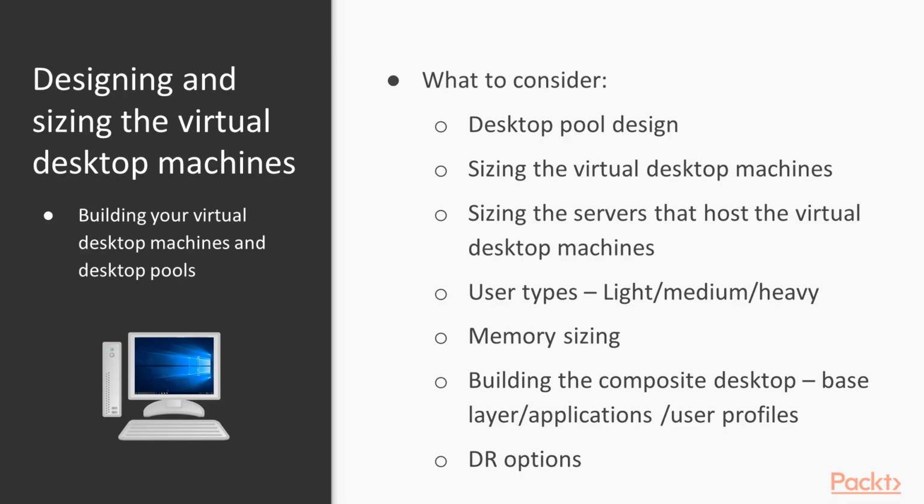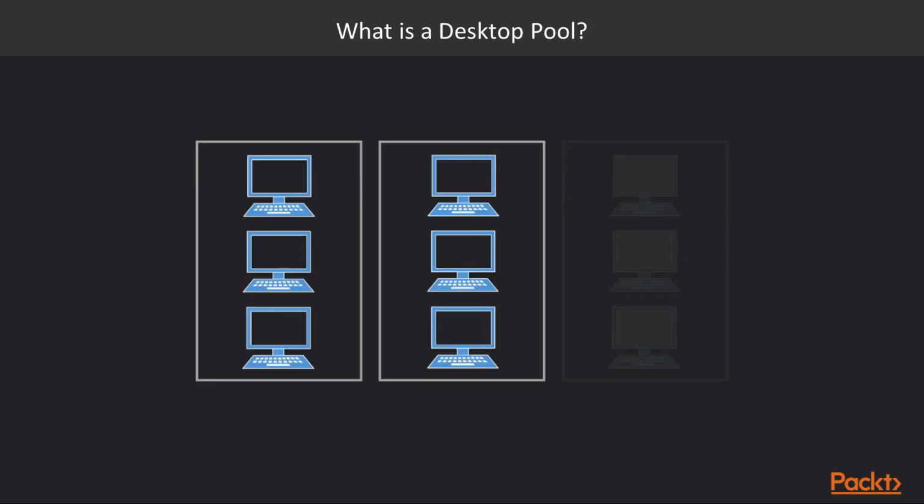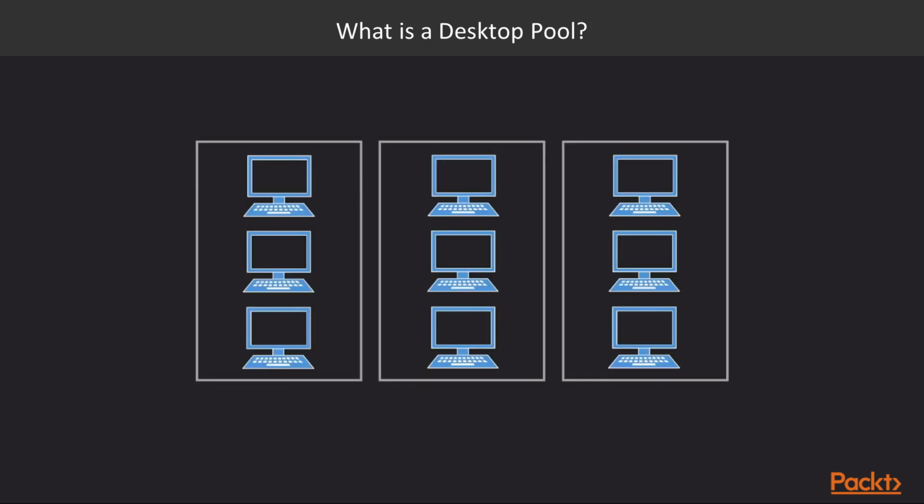In this video we're going to spend some time looking at how to design and build the virtual desktops within your environment and the infrastructure that's needed to support them. So let's start by defining what is a desktop pool. Here we have three pools, each containing a number of virtual desktop machines. At a high level, a desktop pool is made up from a group of virtual desktop machines that have the same attributes. So which attributes?